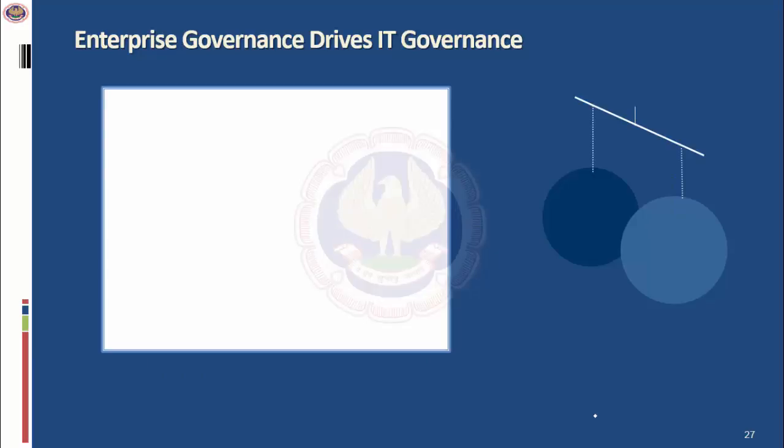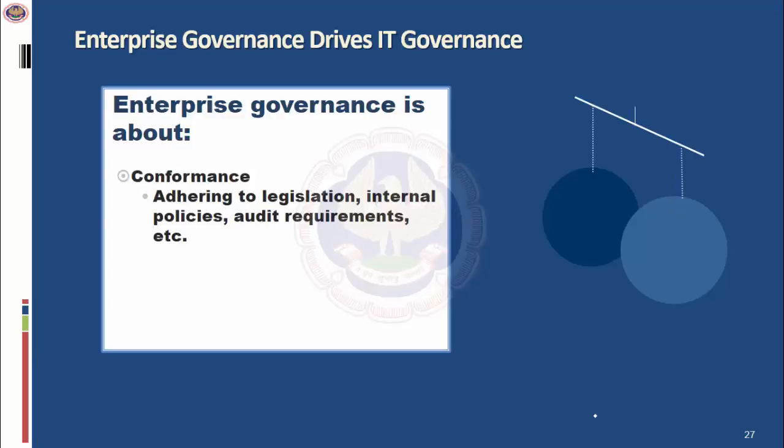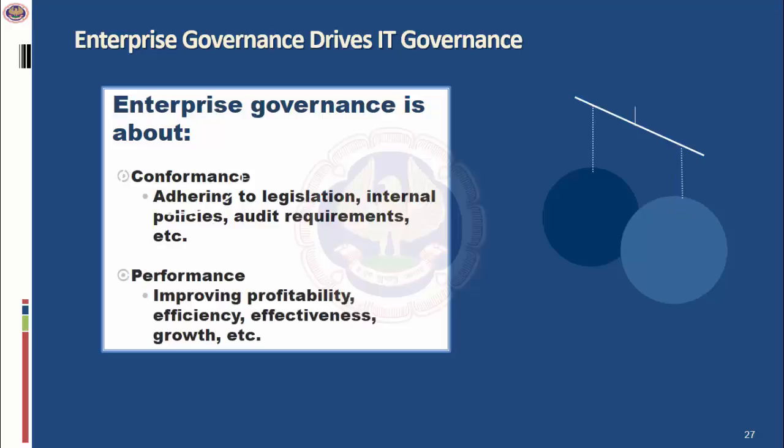Now let's look at the dimensions once again. Enterprise governance drives IT governance, and enterprise governance is primarily about two factors. One is conformance, adhering to the regulatory requirements, which could be in the form of legislations, internal policies, audit requirements. The second important aspect is performance, which is improving the profitability, efficiency, etc.